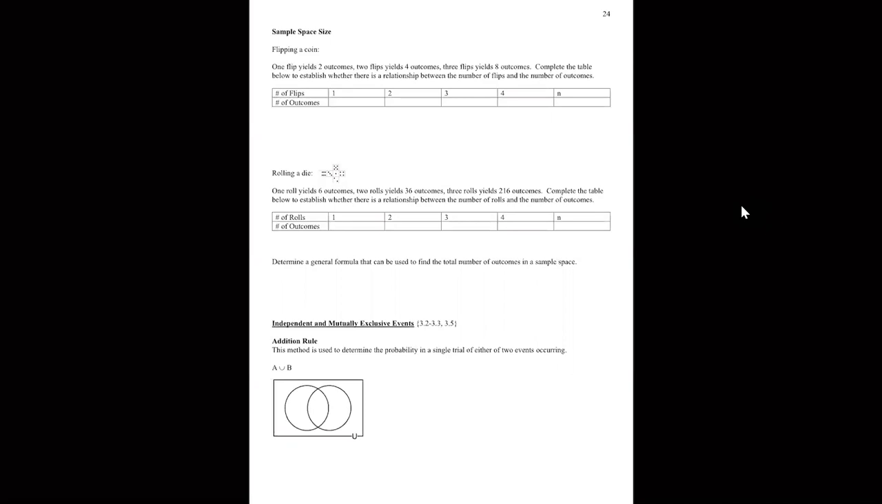Flipping a coin. One flip yields two outcomes. Oh, look at this. It's like I had planned this. I have a little chart here. This is a stretch, but I'll take it.